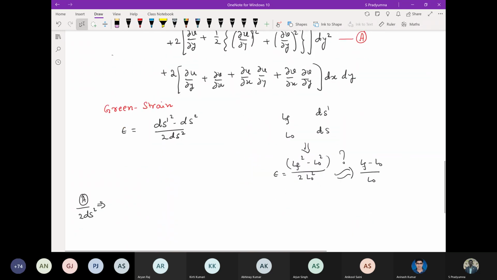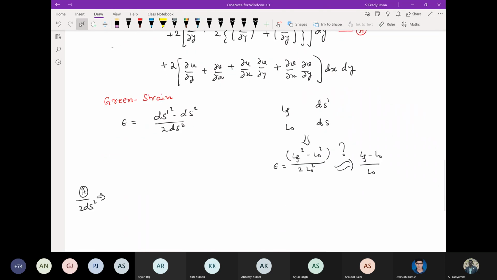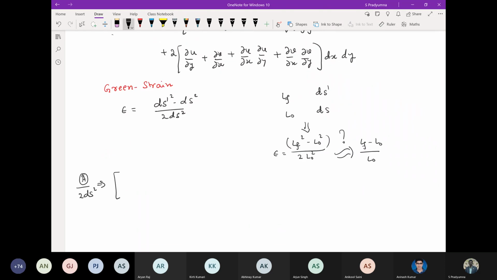That will give me, 2 divided by ds square is already there. So I just have to write dou u by dou x plus half dou u by dou x square plus dou v by dou x square into dx by ds square, because there is a 2 ds square, 1 2 is already cancelled, plus 2 by 2 will go away.